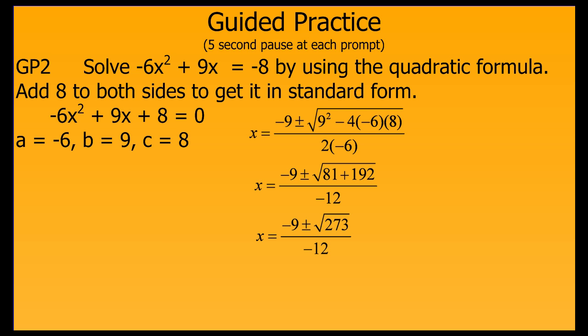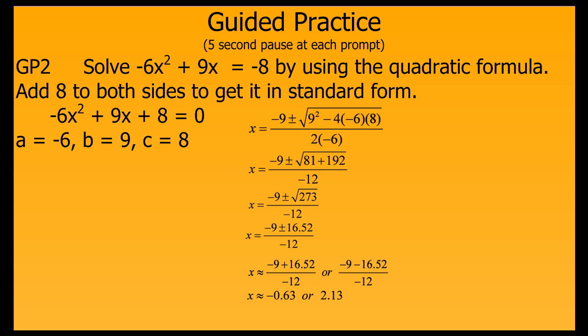Our next step is to simplify. Then what? Well, we can either leave it like this in radical form, or we can approximate our answer by taking the square root of 273, rounding it, and simplifying.